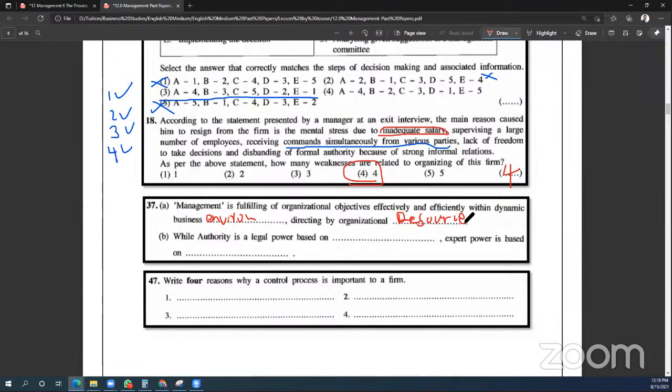37B, while authority is a legal power based on what? Based on the post, right? And the position based on the post. Legitimate power, right? And the expert power is based on the person, right? You are an expert in some field because of that personal characteristic that you have, right?